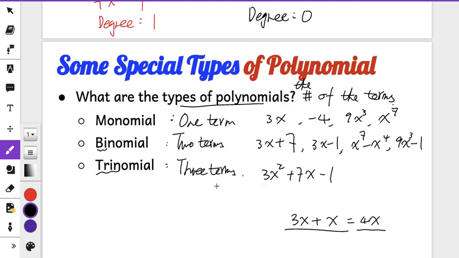Some students are probably wondering, can I name polynomials with 4 terms or 5 terms? Yes, you can, but it's not often used. If you're interested, you're welcome to do more research on that.